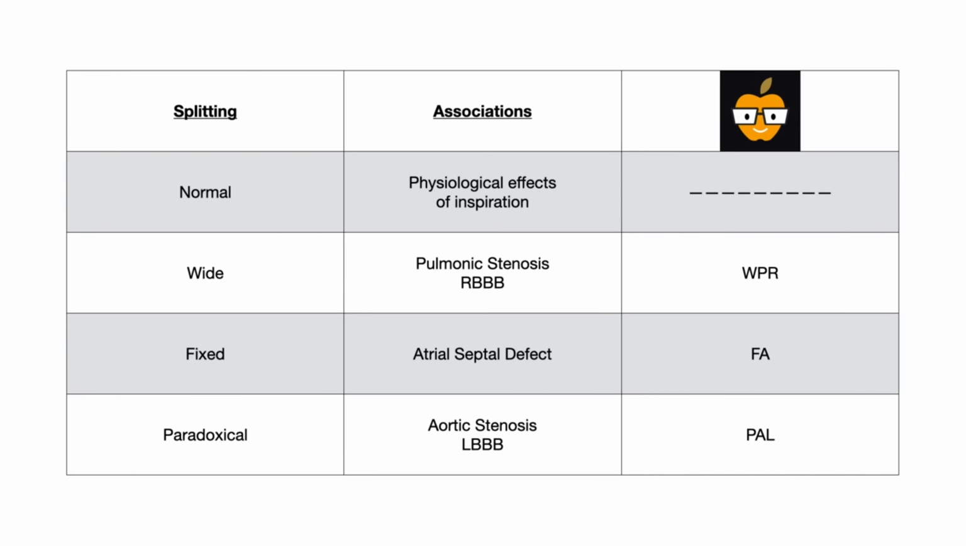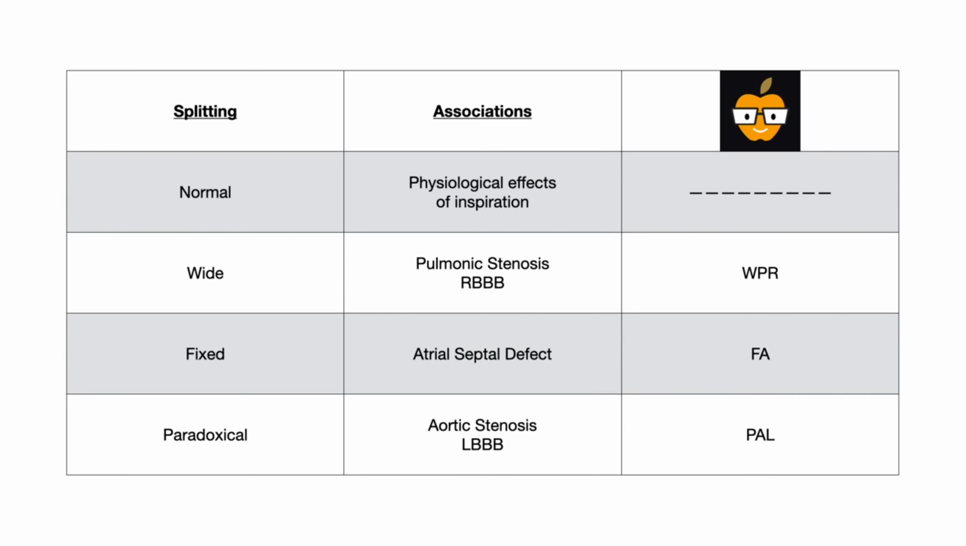So the way that I remember this is wide, pulmonic, right; fixed, atrial; paradoxical, aortic, left. So I think wiper, first aid, PAL. Wiper, first aid, PAL. And those are my stupid mnemonics. Wiper: W for wide, P for pulmonic, R for right. First aid: F for fixed, A for atrial. And then PAL: P for paradoxical, A for aortic, and L for left.